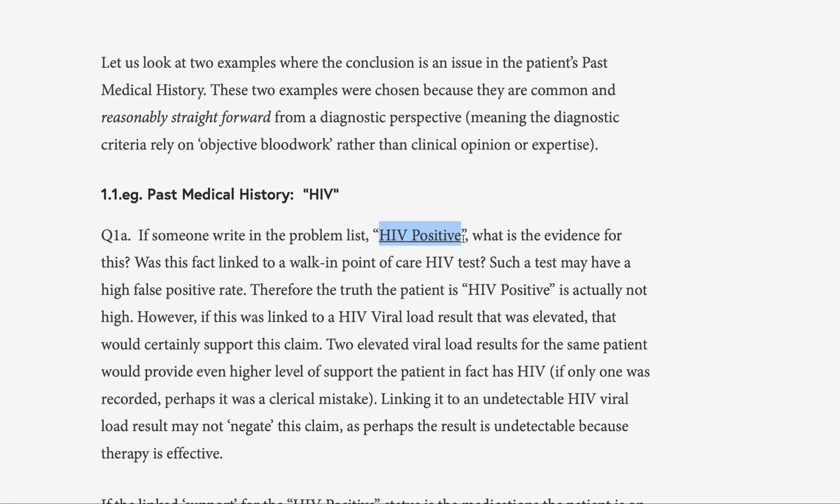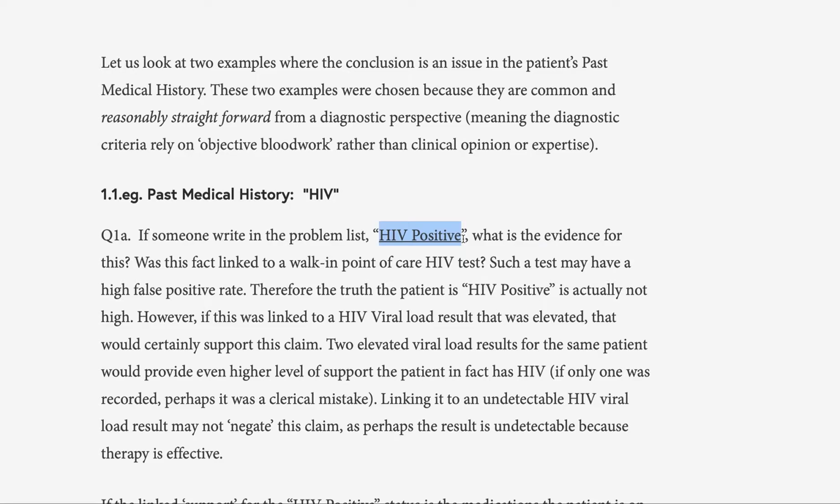point-of-care test. However, if that issue or if that claim statement was linked to a high HIV viral load titer, well, that would actually support the claim with quite a high level of evidence. But because that one viral titer might have been a clerical error, having multiple high viral load titers actually are a much higher level of evidence than just having the single titer.